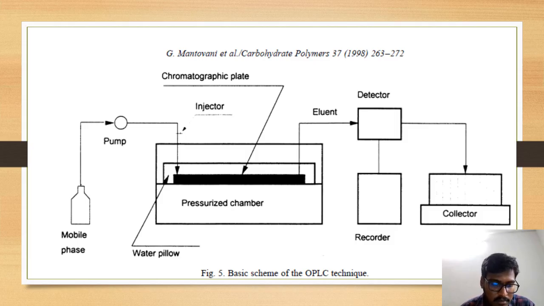Elutant, the mobile phase with separated compounds, exits the chamber for analysis. Detector monitors the separated compounds as they elute from the system. Recorder captures the data from the detector to produce the chromatogram for analysis. Collector collects the separated fractions of preparatory OPLC in the performed experiment. Water pillow used to ensure uniform pressure and temperature across the chromatographic plate.